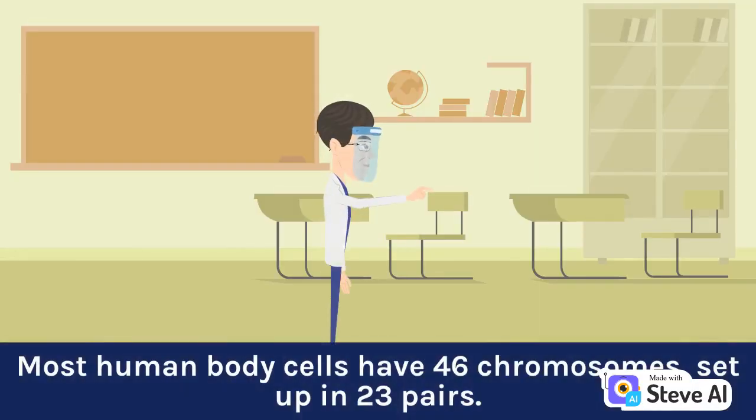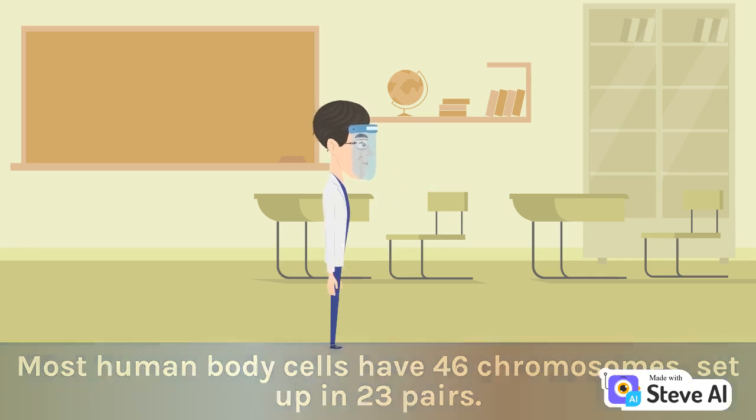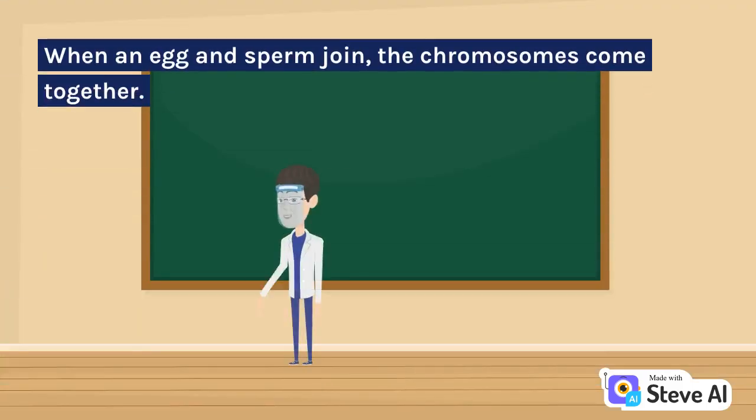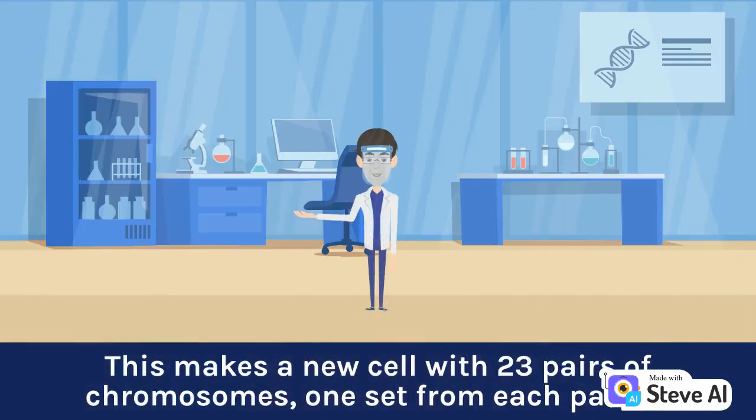Most human body cells have 46 chromosomes, set up in 23 pairs. Egg cells and sperm cells have just 23 chromosomes each. When an egg and sperm join, the chromosomes come together. This makes a new cell with 23 pairs of chromosomes, one set from each parent.